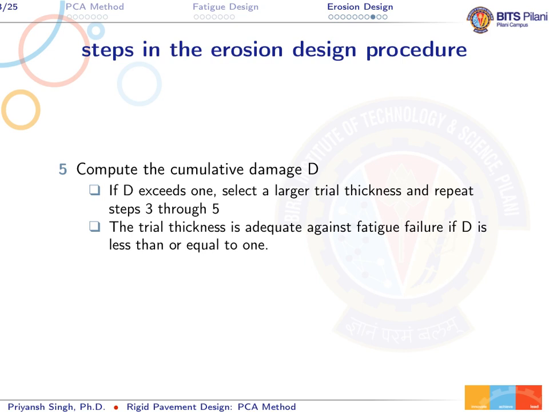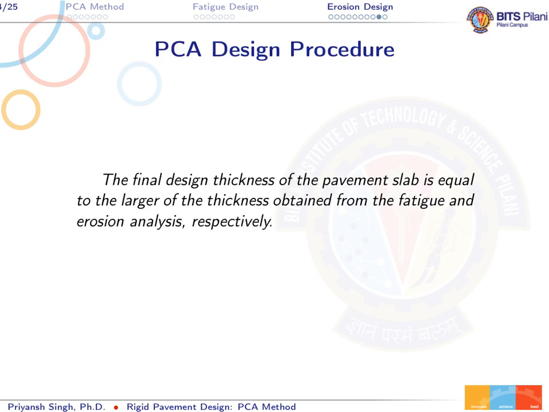Otherwise, if your pavement slab thickness fails in any criterion, whether fatigue or erosion, you need to revise that slab thickness and again repeat the design. So the final design thickness of the pavement slab is equal to the larger of the thicknesses obtained from the fatigue and erosion analysis.